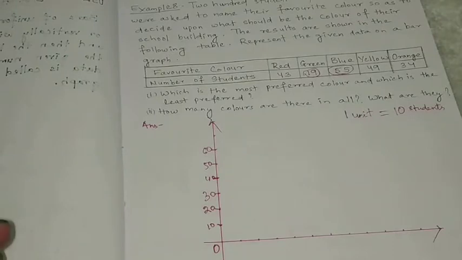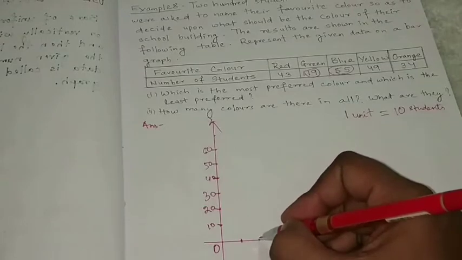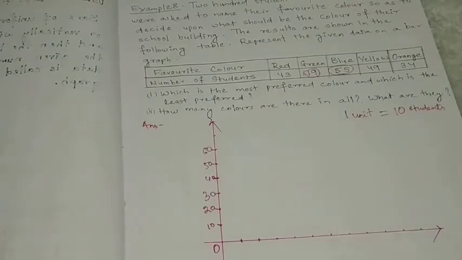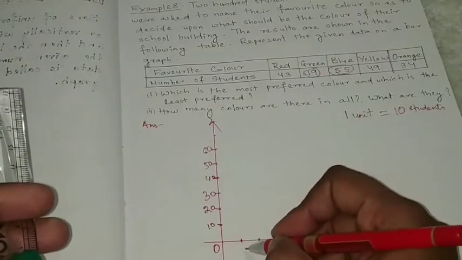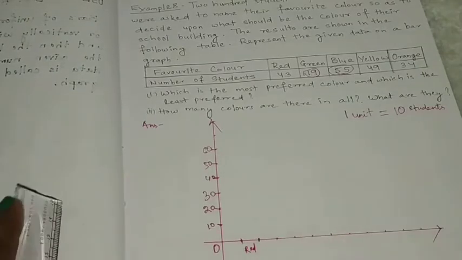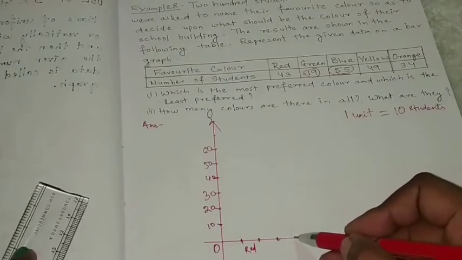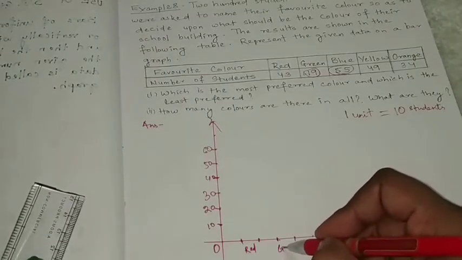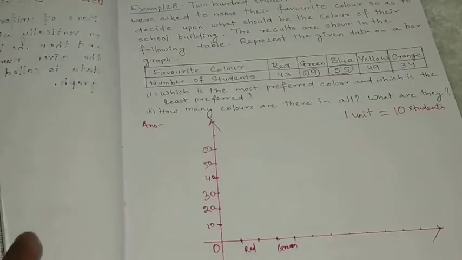So now what I will do? I have taken equal divisions as units. How will we take it on graph paper? First, the favorite color red is given, so I will take this one as red, these two. Then I will put a gap between this. Then I will take green. So always put a distance between two bars.